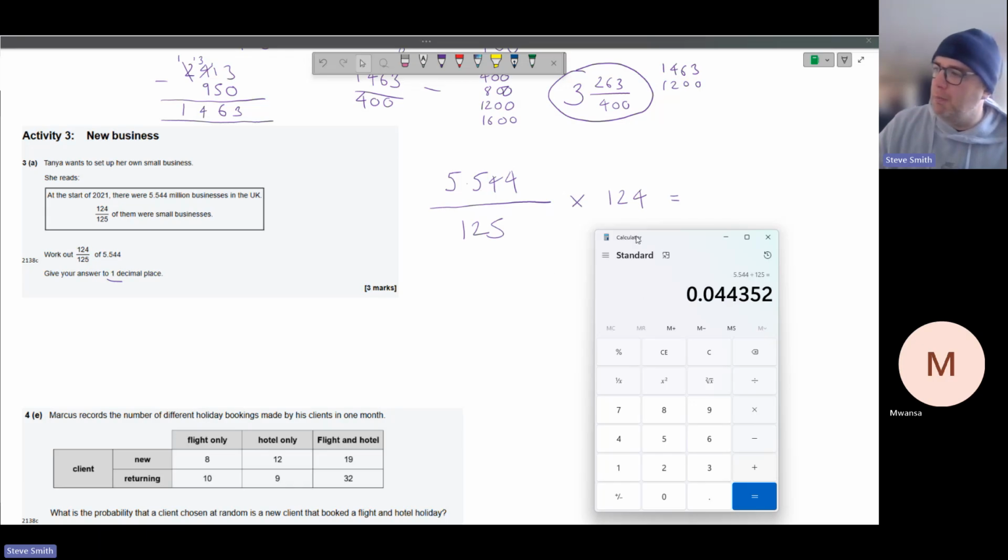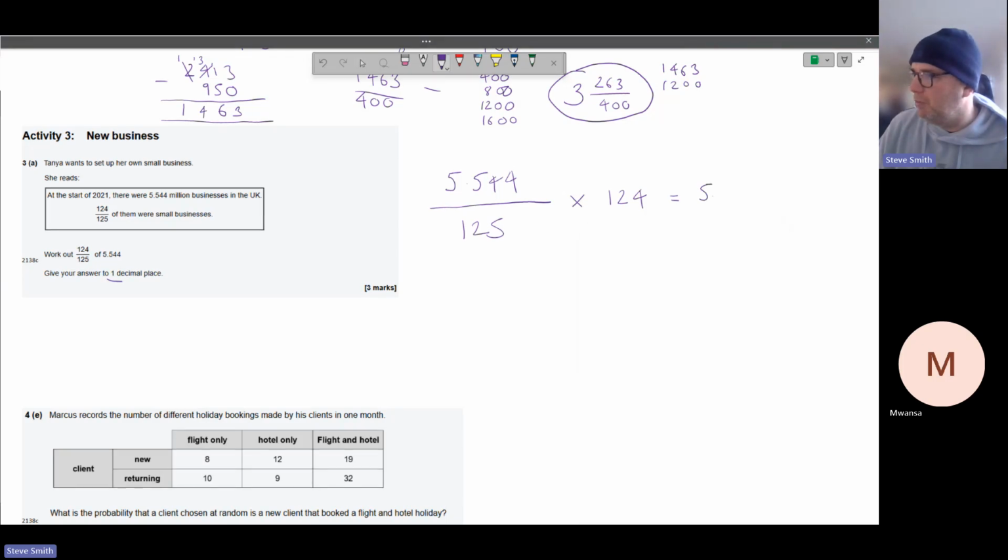And then we're going to multiply it by 124. So we're almost saying it's back to 5.54 again. So times it by 124, because ultimately 124 pieces out of 125, it's like you've got one piece missing of your jigsaw, isn't it? Equals 5.499. So if we look at this now, give your answer to 1 decimal place.